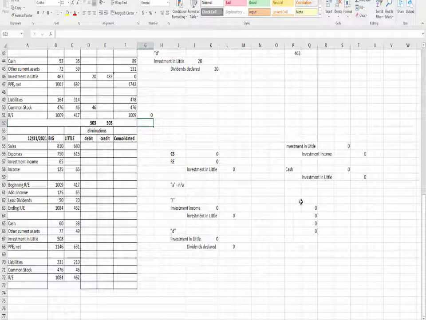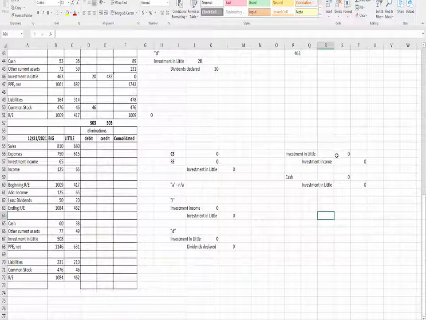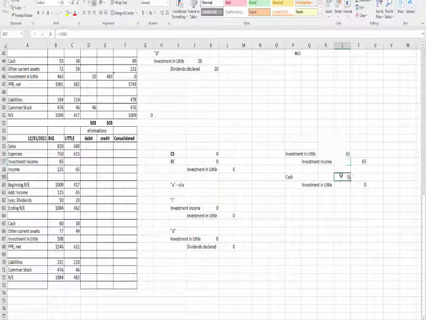Again, I've already copied my account titles down here, so this should go quickly. My investment in, I'm going to get that down there. My investment income. I, Big, am the sole shareholder of Little, so I get 100% of Little's income. Likewise, dividends. I'm the sole shareholder, so I get 100% of Little's $20 in dividends. Now let's go to our elimination entries.